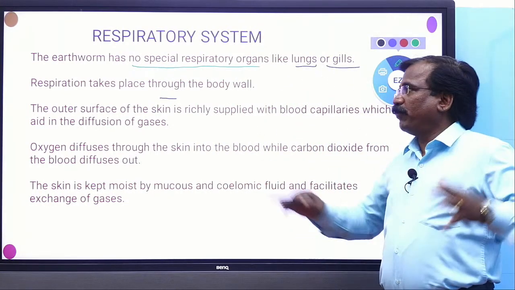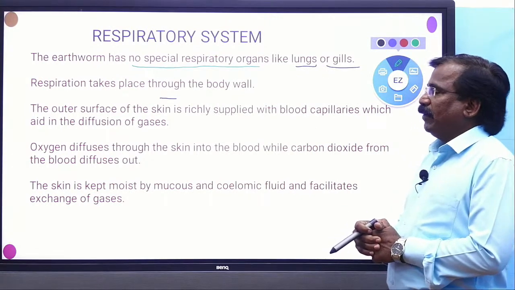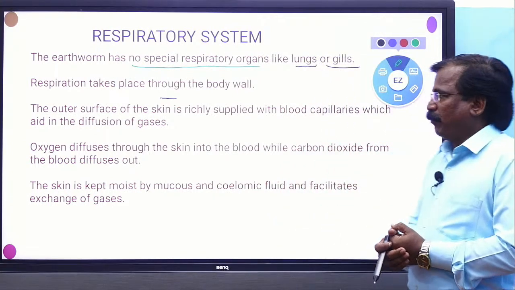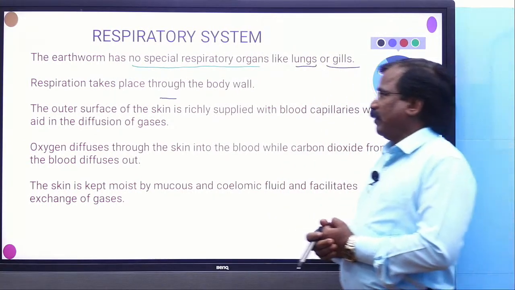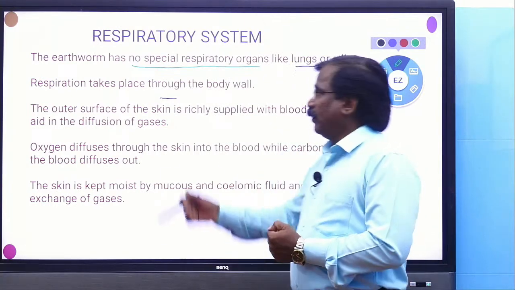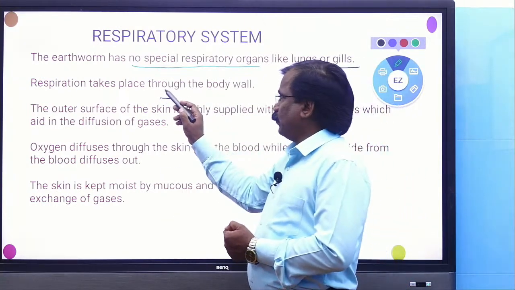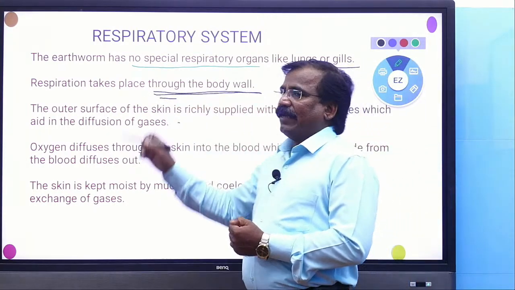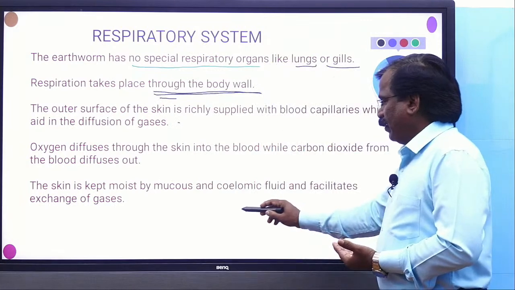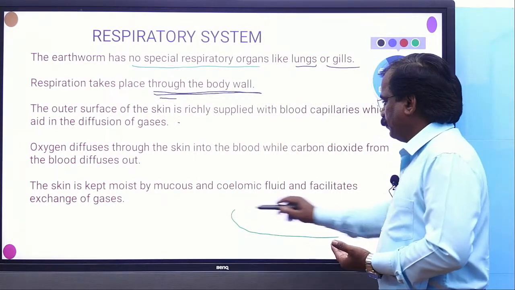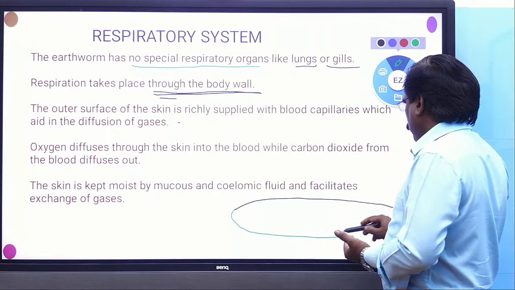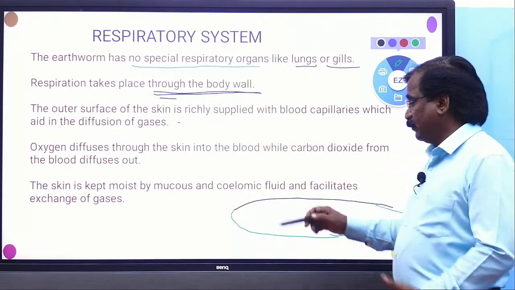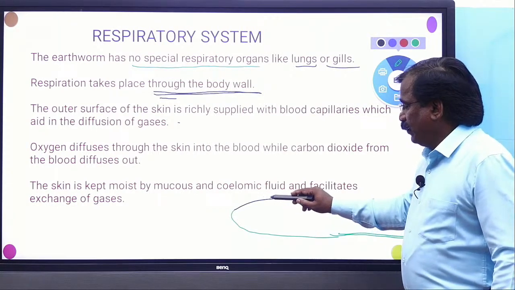So the first point is that there is no specific or highly developed organ or organ system for the purpose of respiration. Then how does this take place? Respiration occurs through the body wall, through the general body surface. This is the earthworm. There are no special organs like gills or lungs, and this is the body surface.